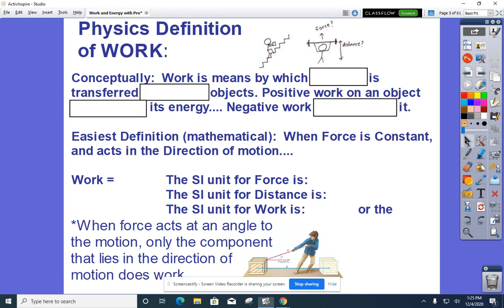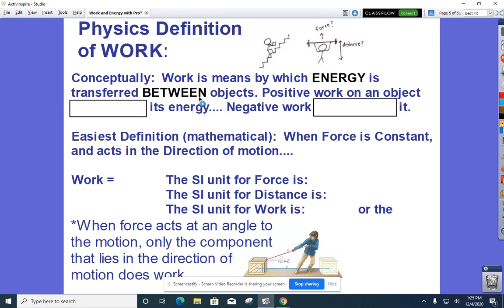Conceptually, work is the means by which energy is transferred between objects. So if we believe in the law of conservation of energy, we need a way of being able to transfer energy between objects, and it's done through the concept of work. Positive work on an object tends to increase its energy. Sometimes it goes faster, sometimes we just lift it up. Negative work tends to decrease it.